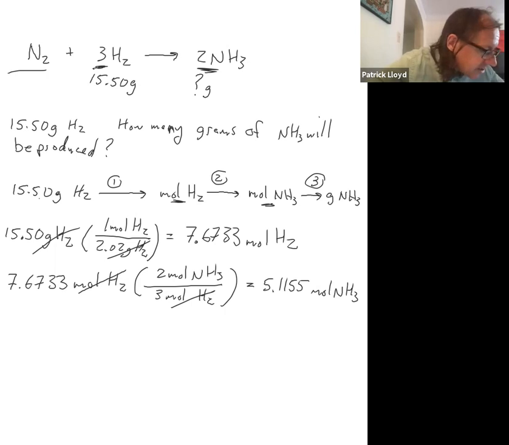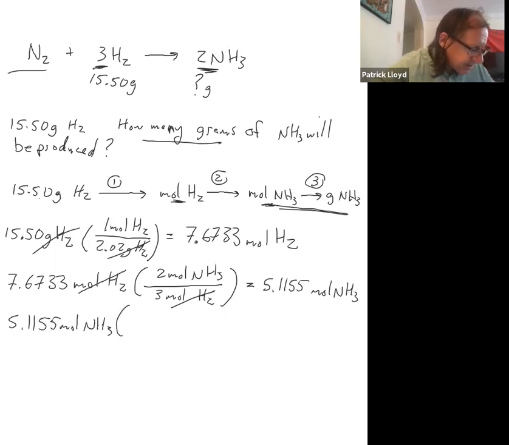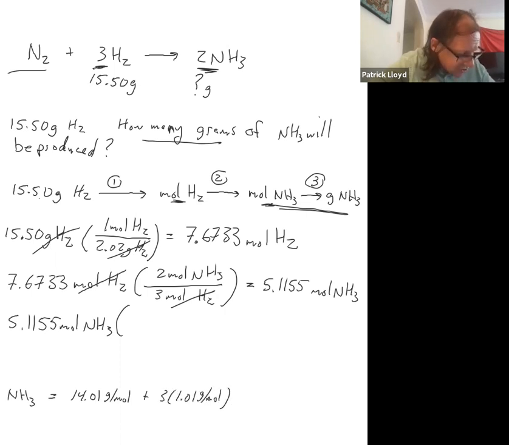Then last step, how many grams? We're just going to convert this to grams. So 5.1155 moles of ammonia. How do you convert? Well, you have to know the molar mass. So let's do the molar mass of ammonia first. Nitrogen is in group 5A. It's in the second row. It's 14.01. Hydrogen, of course, is 1.01, but there's 3 hydrogens. So that's 17.04. So ammonia has a molar mass of 17.04.